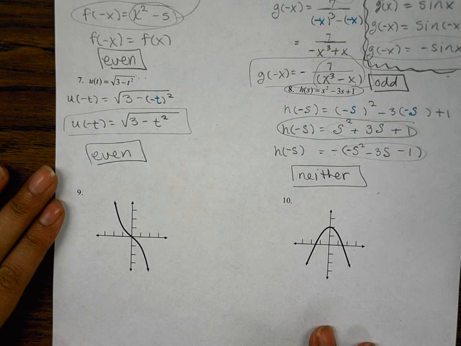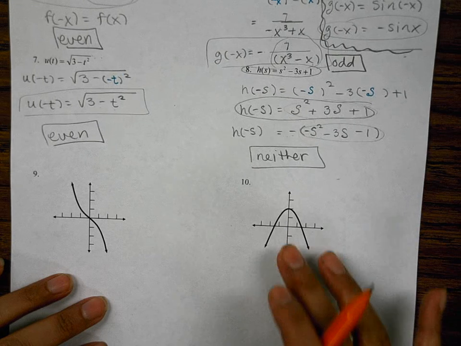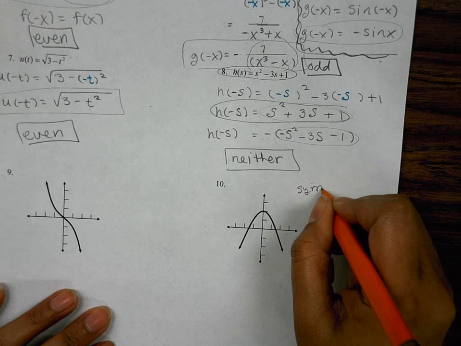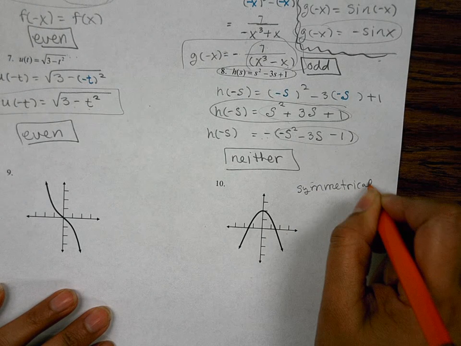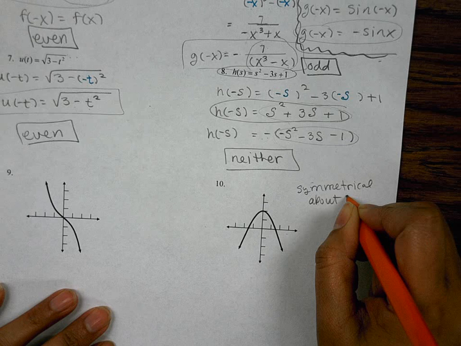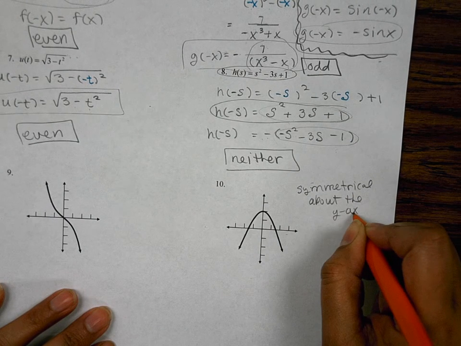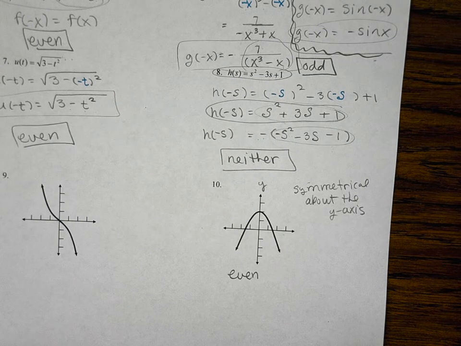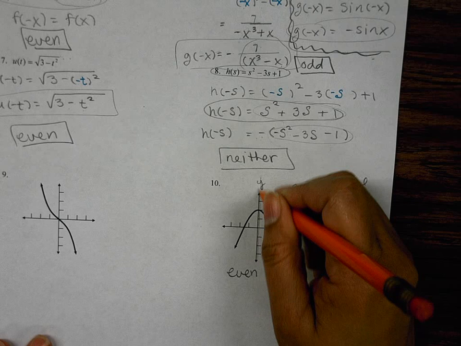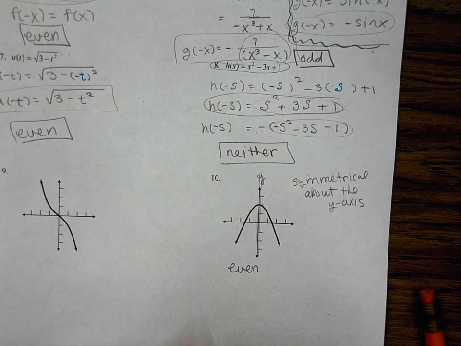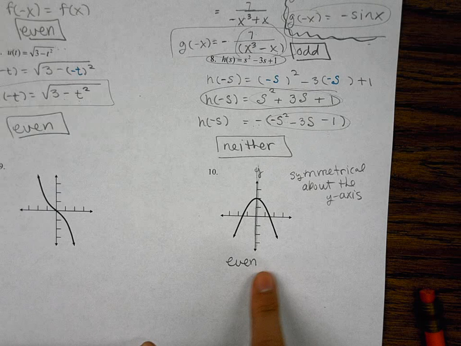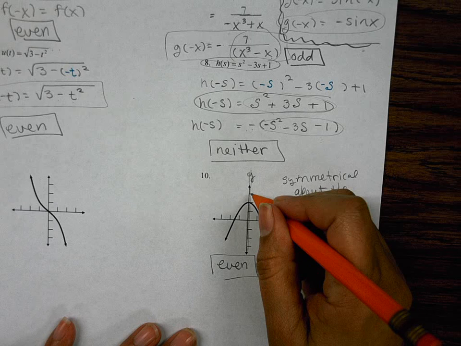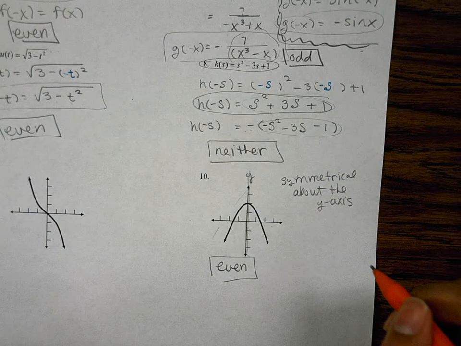Okay. How do you tell with graphs whether it is even, odd, or neither? If you had a graph like this, I'm going to do number 10 first. If it is symmetrical about the y-axis, we would say it is even. That means if you were to fold your graph in half right on the y-axis, and it's a mirror image, if it's symmetrical, you'd call it even. So like the absolute value, the V-shaped graphs, that would be even.